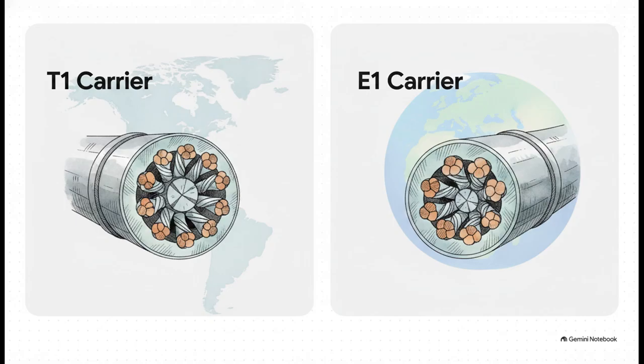To scale this digital revolution across whole continents, engineers had to cook up standardized digital hierarchies. In North America, they created the T1 carrier, which brilliantly bundles 24 of those 64 kbps voice channels into a single 1.544 megabit per second bit stream. Meanwhile, Europe adopted the E1 standard, bundling 30 voice channels. For decades, these standards were the absolute backbone of global enterprise networking.